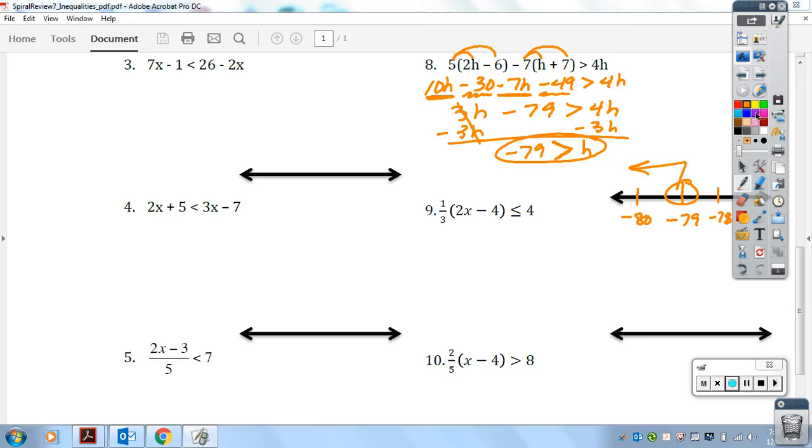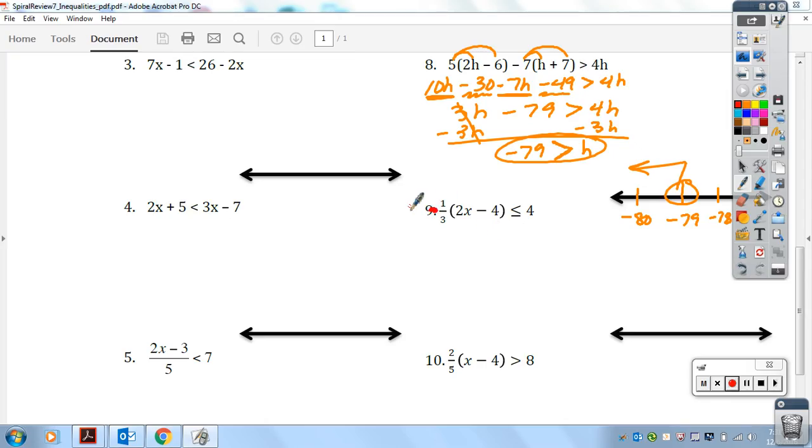Number 9 gets us back into the swing with fractions. So we want to get rid of this fraction. Again, you might be tempted to add 4. That would be incorrect because these terms are not yet separated. You're not able to separate them because they're glued together by this fraction on the outside. So I can't add 4, I can't separate the terms yet.